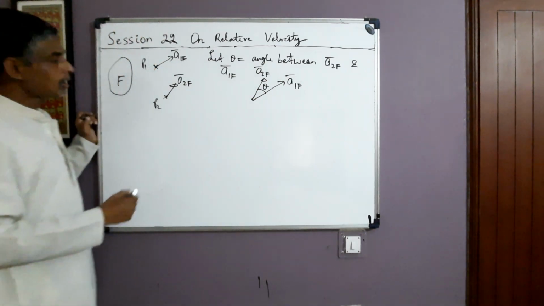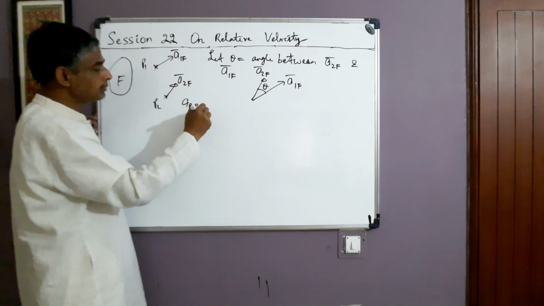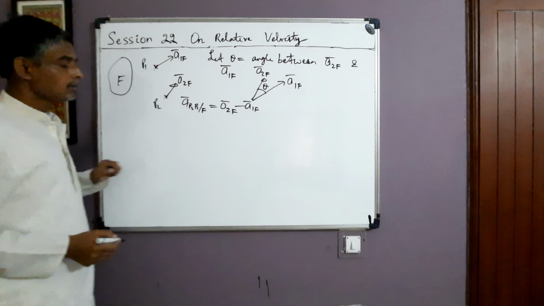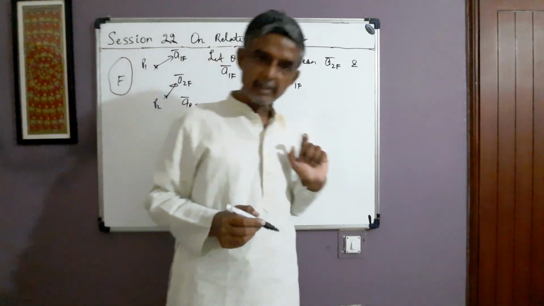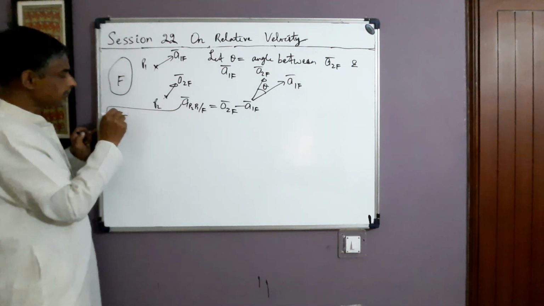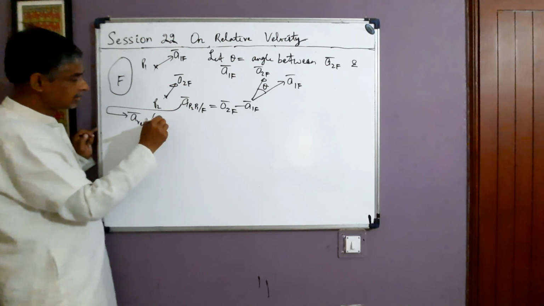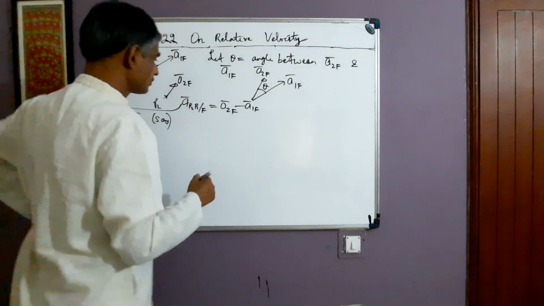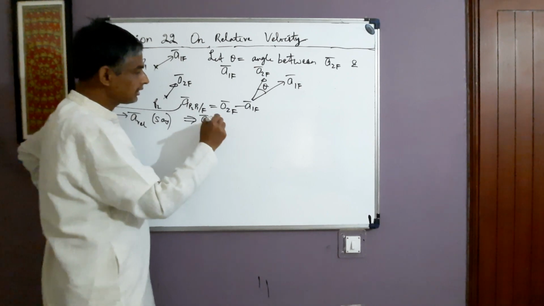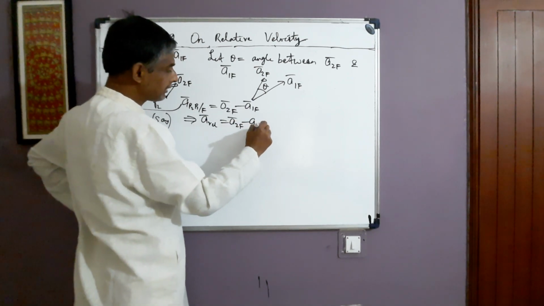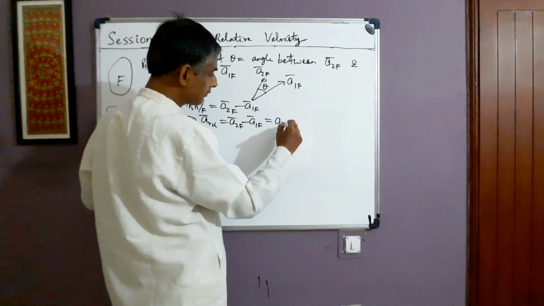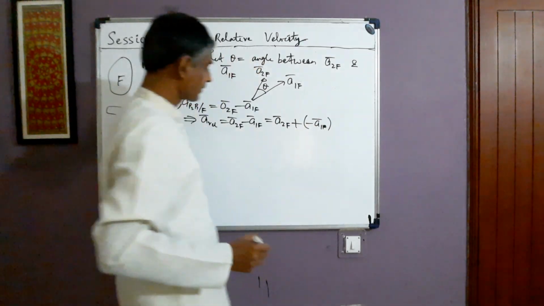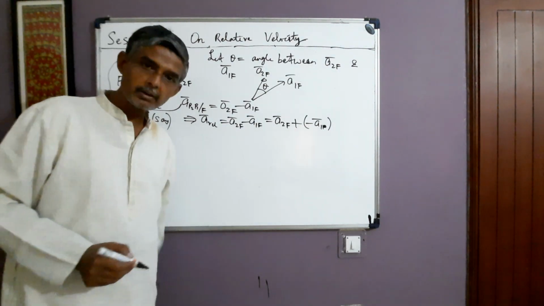Okay. Now we know that relative acceleration of P2 with respect to P1 in frame F is nothing but a2f minus a1f. Just for the sake of simplifying the notation, we will denote a P2 P1 f by a relative. So a relative is equal to a2f minus a1f. From the theory of difference between two vectors, this is nothing but a2f plus minus of a1f.